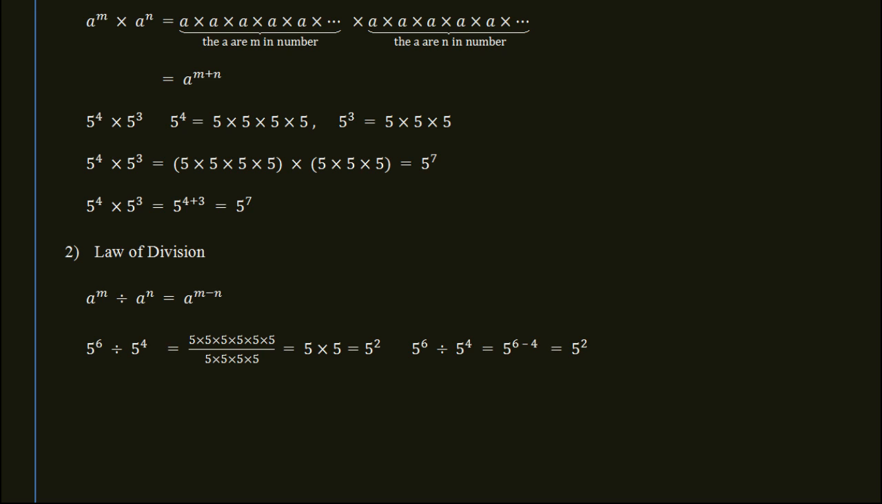Now consider the case of 5 to the power 3 divided by 5 to the power 5. This shall be equal to 5 times 5 times 5, and these are 3 5s in multiplication, divided by 5 times 5 times 5 times 5 times 5, and these are 5 5s in multiplication. Now the 3 5s in the numerator will cancel with 3 5s in the denominator, leaving 2 5s in the denominator. So we shall write 1 over 5 times 5, which is equal to 1 over 5 to the power 2.